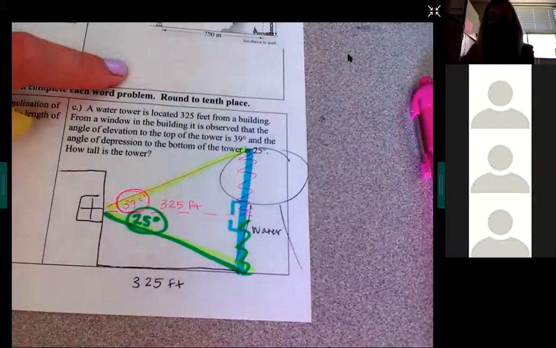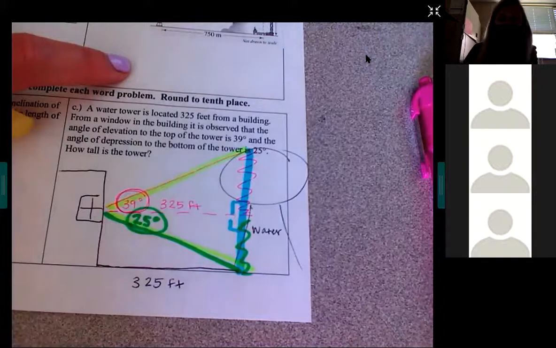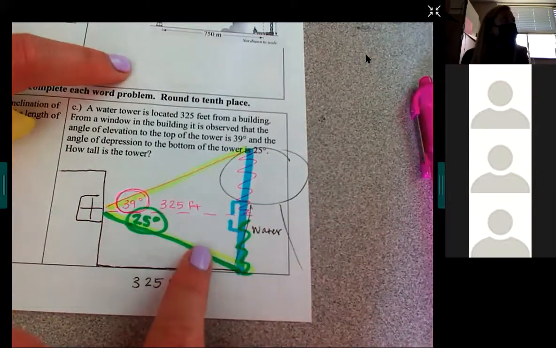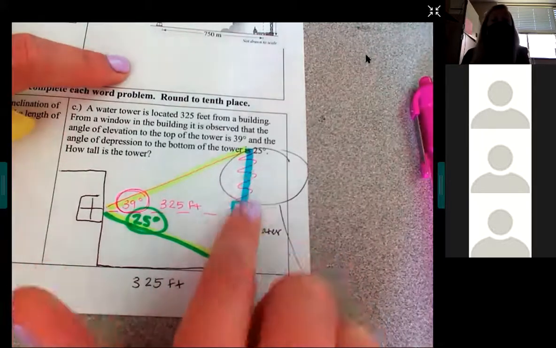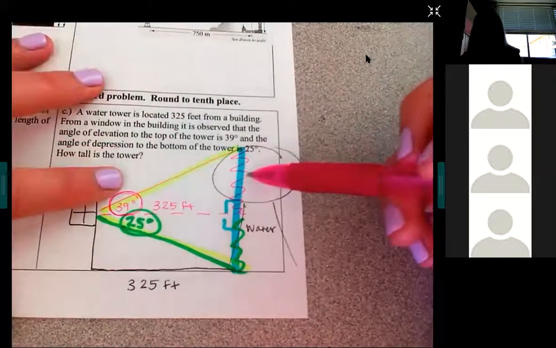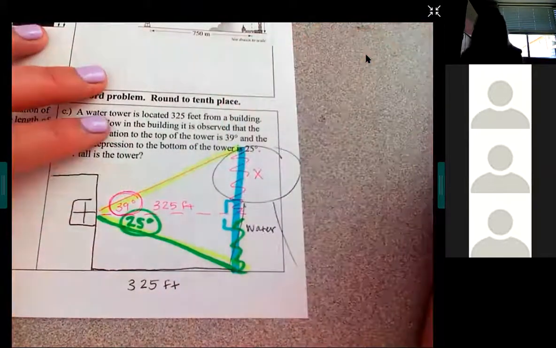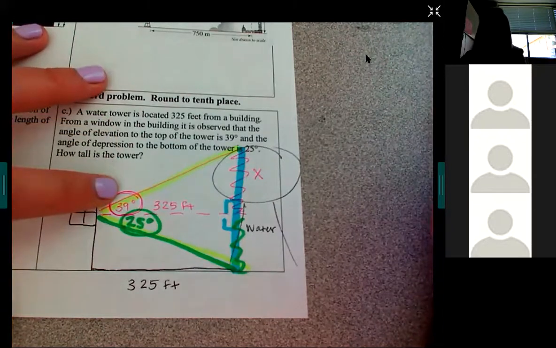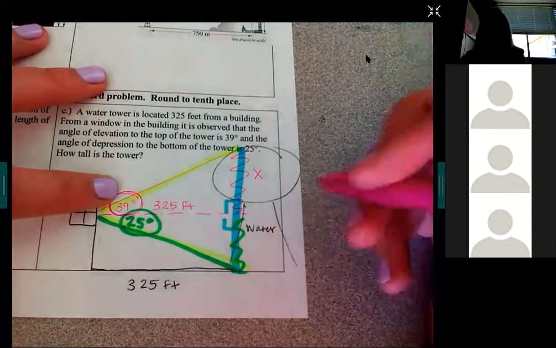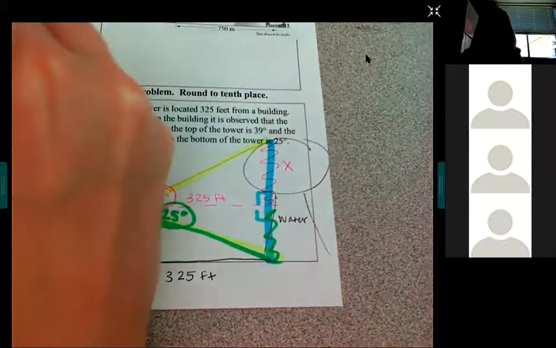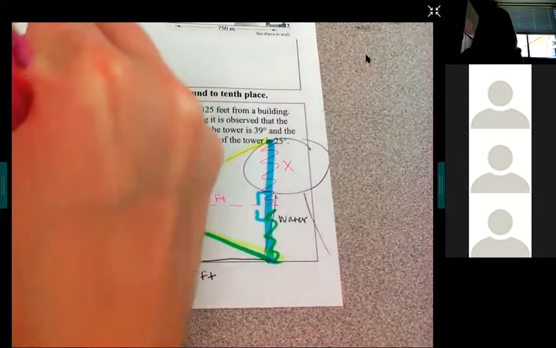All right, so y'all listen, it's got to be right triangles to use trig. So this top one, that's a right triangle, and this bottom one is a right triangle, right? Okay, so let's find the top half of the water tower. What trig function could we use to find this piece? I'm just going to call it x. Tangent of 39 equals x over 325. Very good. Tangent of 39 equals x over 325.